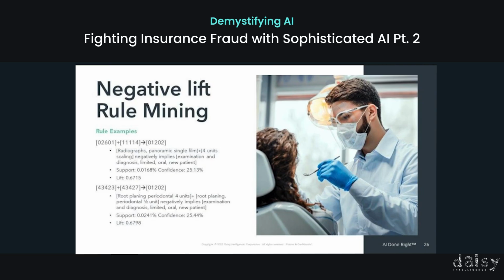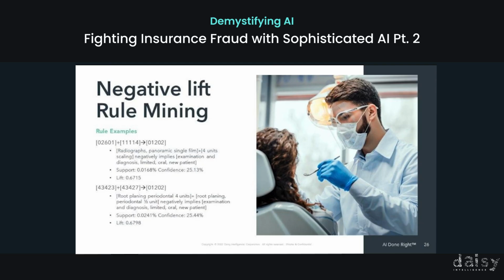And similarly, there's another rule there: root planing periodontal of 4 units plus root planing half a unit negatively implies a limited diagnosis for a new patient. So you wouldn't get your teeth cleaned or scaled on a new patient visit. This occurs 0.02% of the time with a negative lift of 0.6. And again, this is an opportunity for a negative rule. Again, we can apply fuzzy logic to this.